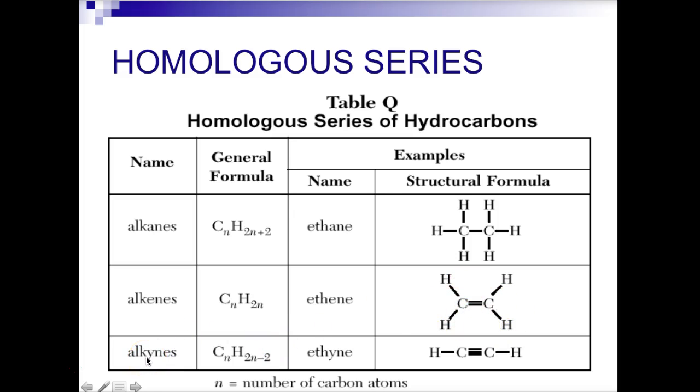Now the last one is alkynes. Alkynes are different in that they are going to have triple bonds between their carbon atoms. Now, how do we figure out how many hydrogens there are? We're going to take the number of carbons times 2, and then subtract 2, because 2 of those hydrogens are going to be lost because of that triple bond.